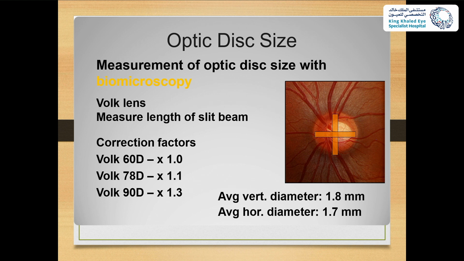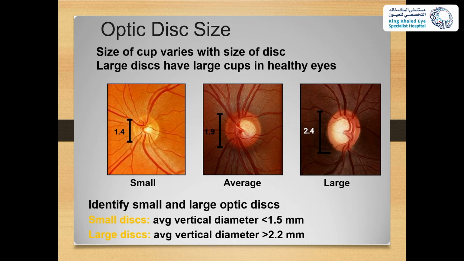Measurement of optic disc size with biomicroscopy. Usually we use lenses in biomicroscopy, and we should take into account that there is some change in the size with the Volk lenses or other lenses. For example, for the 60D, it's almost the same size. For 78, it's about 1.1. For 90D, it's 1.3. You should take this into account when you're calculating the size of the optic disc. If you have a large optic disc, reciprocally, you will have larger cupping.